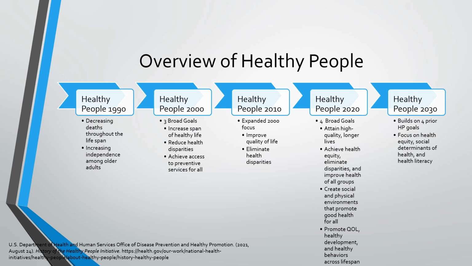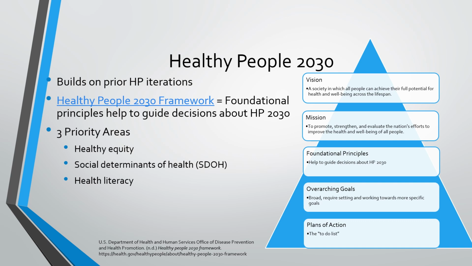And that is, and we'll talk about these specifically today, focusing on health equity, the social determinants of health, and health literacy. So those are three priority initiatives we'll talk about. You can go back and actually click on this framework link and it'll take you right to the Healthy People 2030 framework. But again, three priority areas, and all the Healthy People iterations really build upon the previous ones. In this one specifically, we're going to look at the idea of health equity, the social determinants of health, and then health literacy.